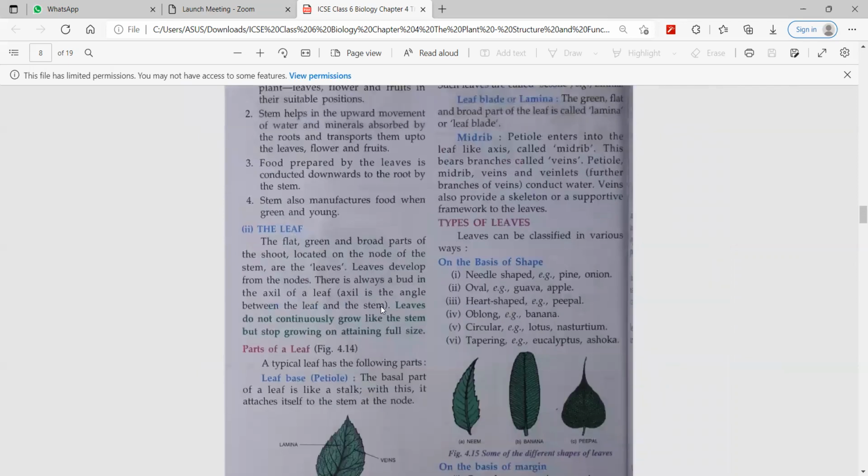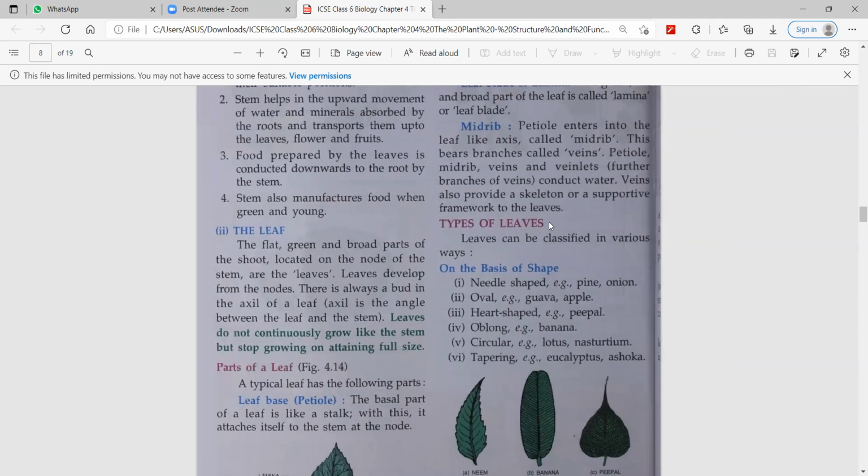Basically the work of the midrib is to provide the skeleton or supportive framework to the leaves. The main one is known as midrib, then veins, and veins are further divided into veinlets.